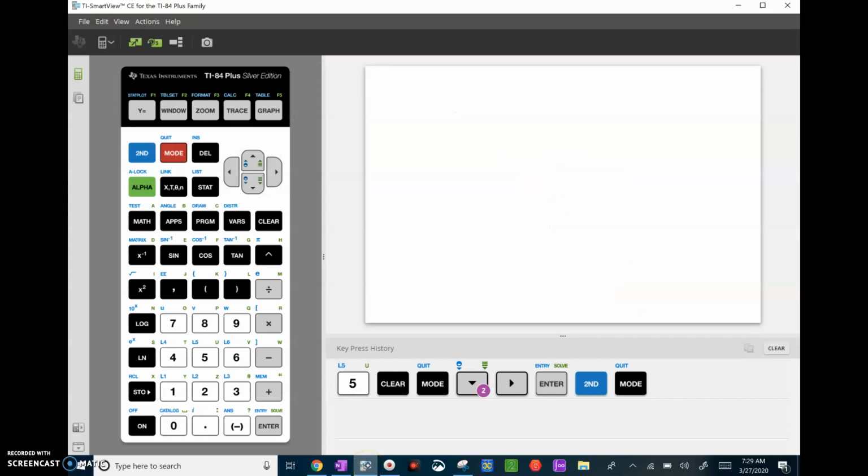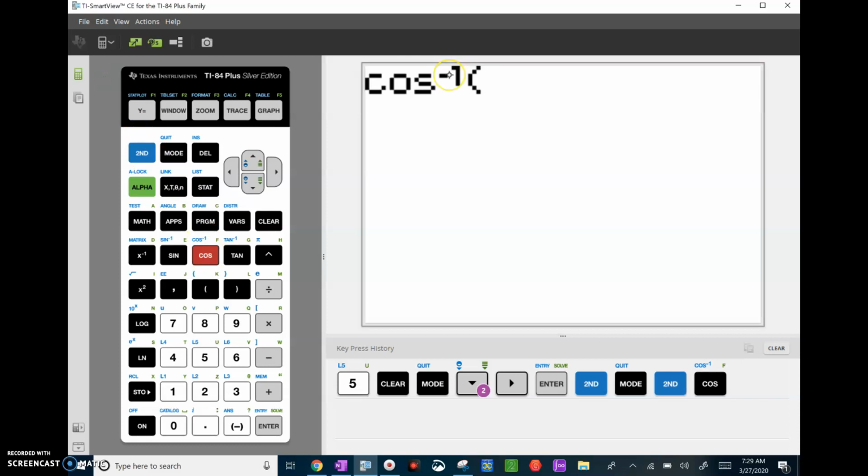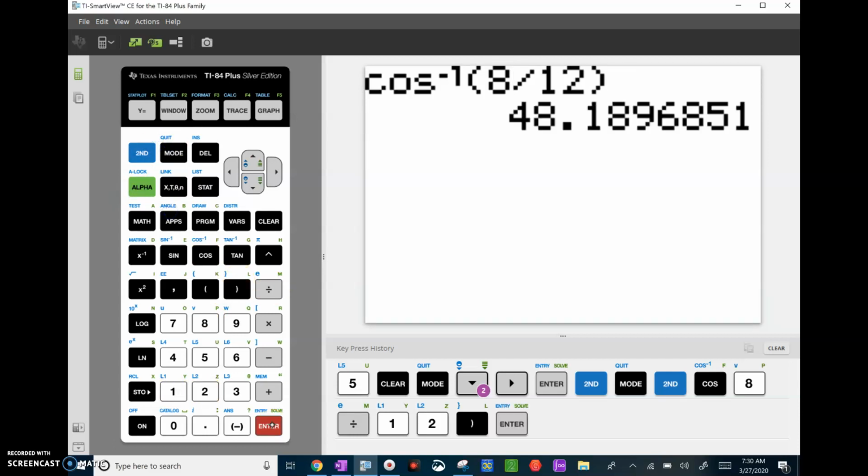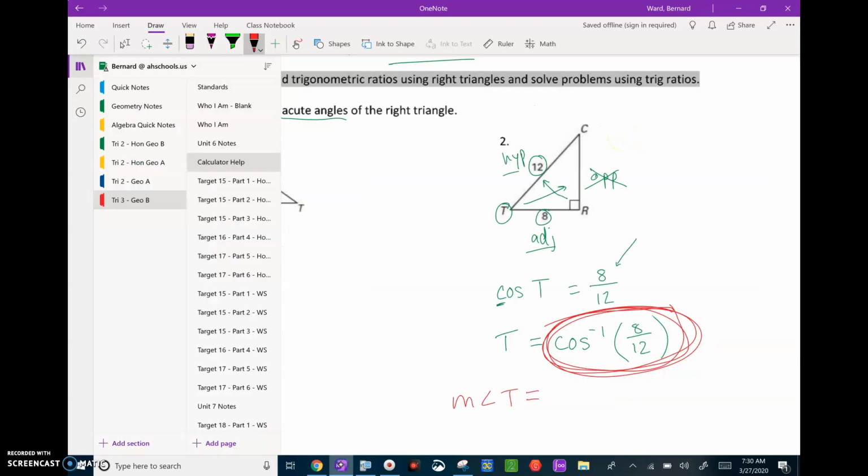So back to the calculator. To get cosine inverse, we'll see the cosine key, but the inverse is in blue up above. So we need to hit second, and then we'll hit the cosine, and the cosine inverse will pop up. And then we just want 8 divided by 12 inside there, close the parentheses, hit enter, and it tells us 48 point, and we'll round up to 48.2. So angle T is a 48.2 degree angle, and that's our answer.